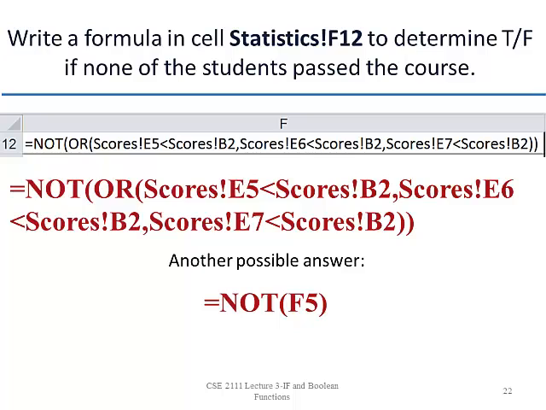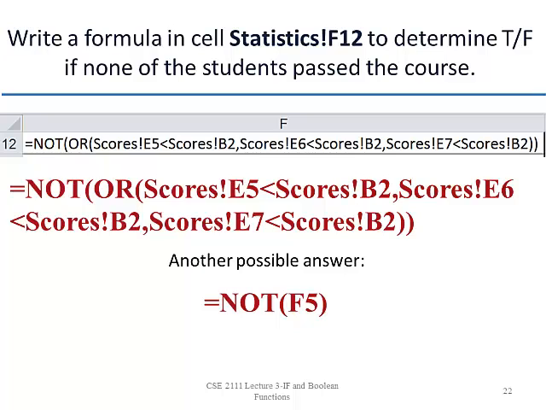Okay, here's an example of another not OR function. Write a formula in cell statistics F12 to determine true or false if none of the students pass the course. Well, this time the values in the cells don't have true or false. They have actual values themselves.